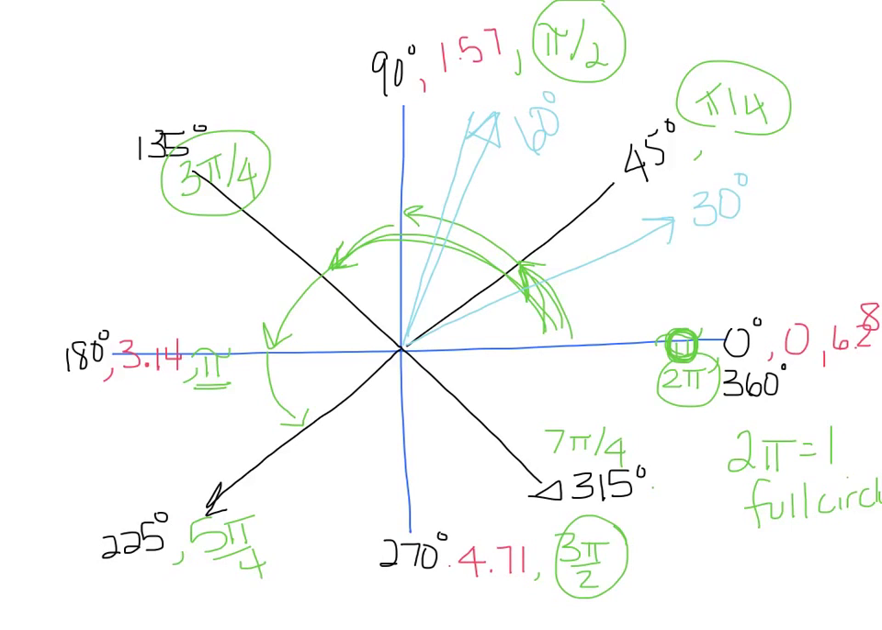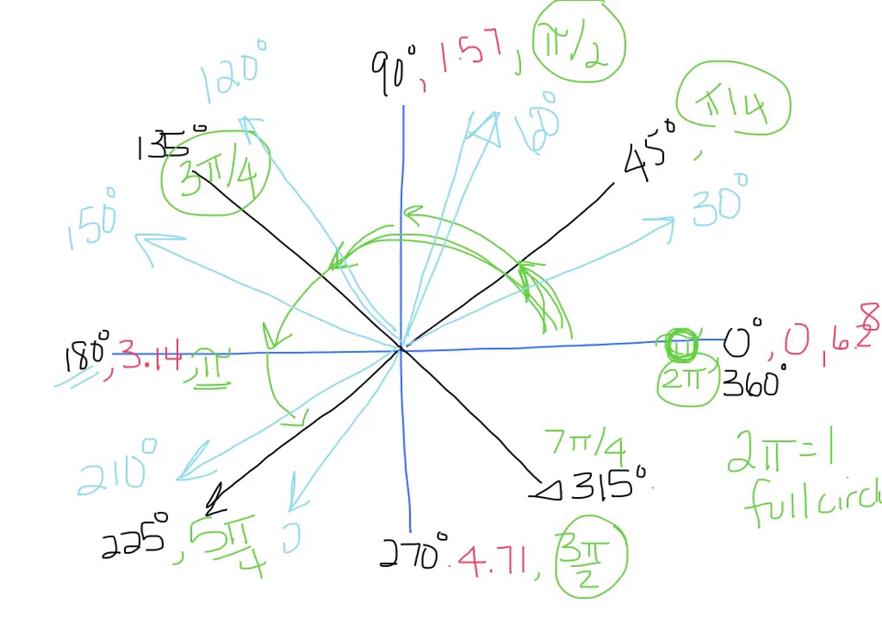I could keep going. Another 30 would be 120 degrees. Another 30 would be 150 degrees. Another 30 would be the 180. Another 30 would be 210 degrees. Another 30. You see, this is getting a little repetitive. It's an exercise. It's good to do. 240, then makes 270. Another 30 makes 300. And another 30 makes 330.